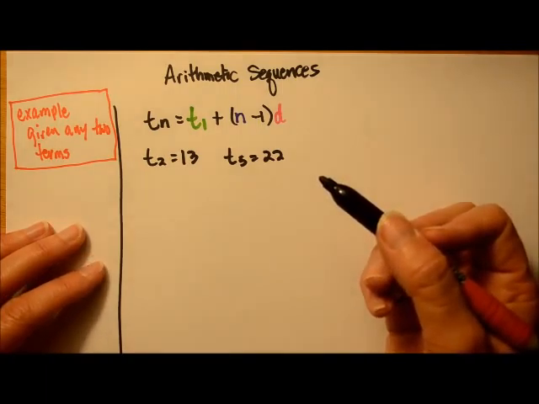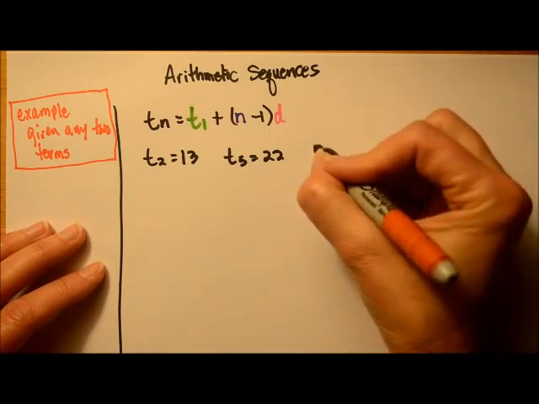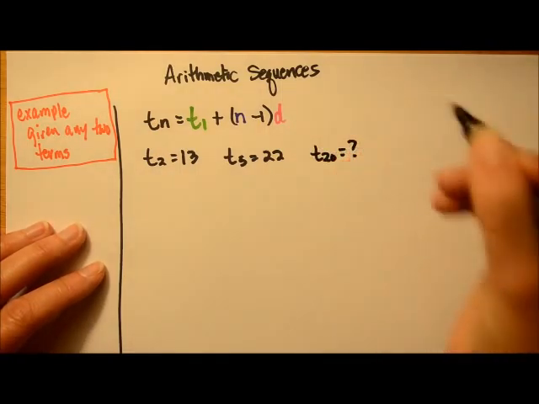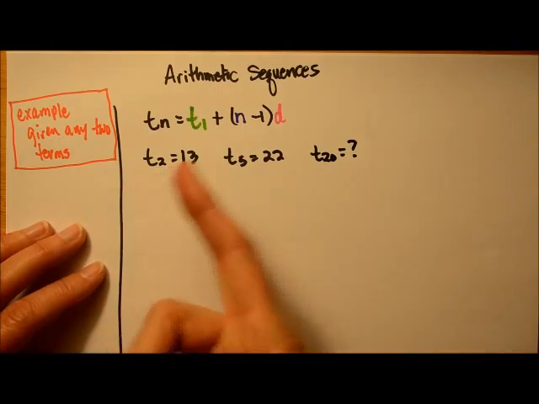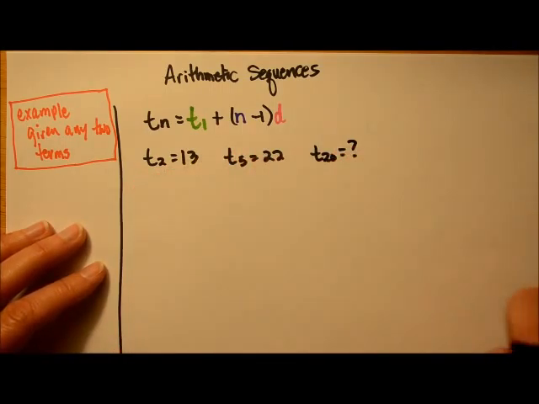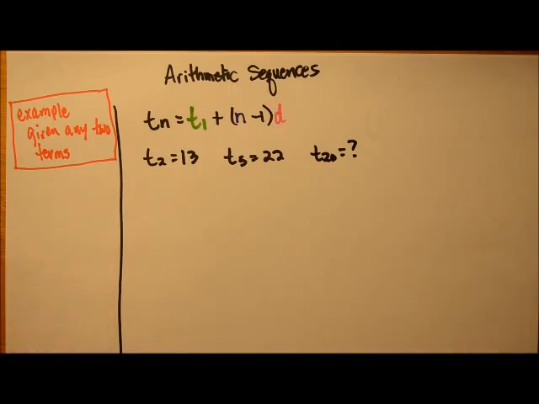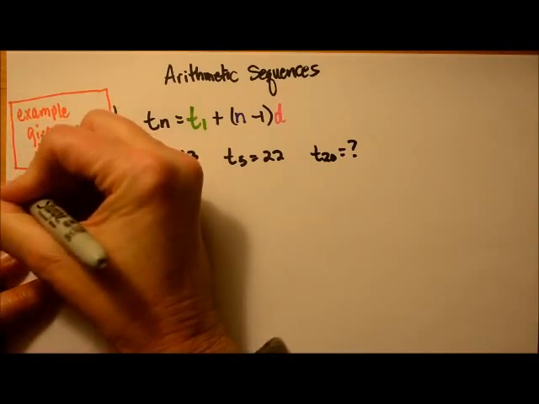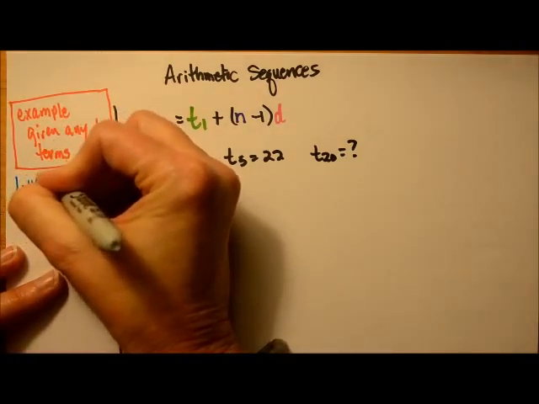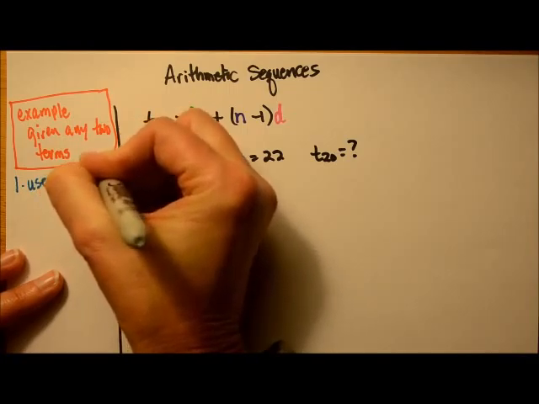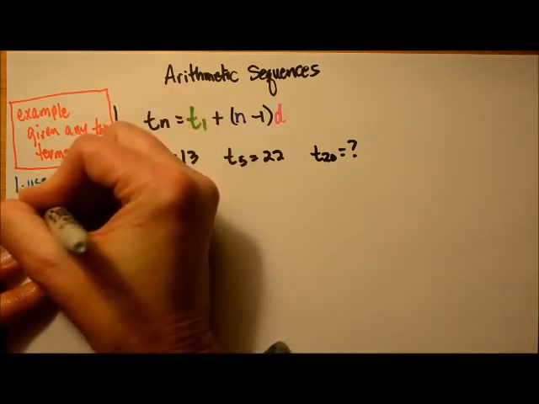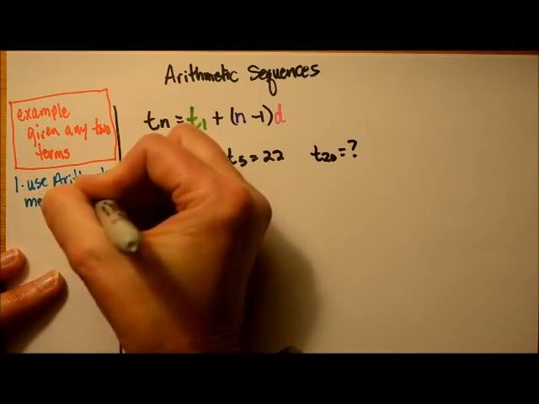Oh wait, what's the question that they asked me? They want me to find T20. Okay, so I need to find T20. I have T2, I have T5, but they want T20. Well, what I have to do is find the difference. So I'm going to use the arithmetic mean to find the difference. So there's my number 1. Use arithmetic mean to find the difference.